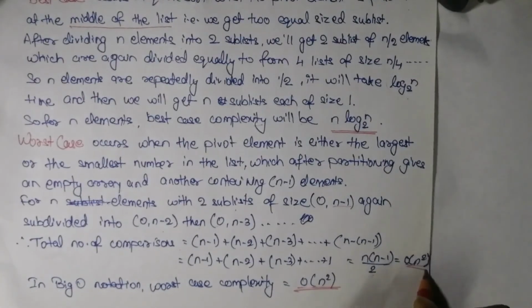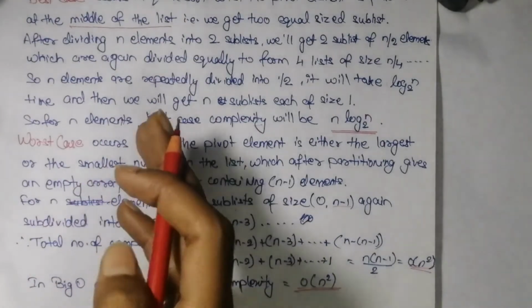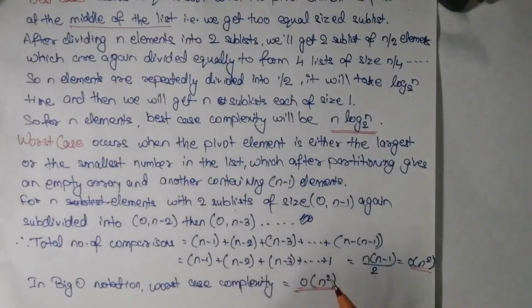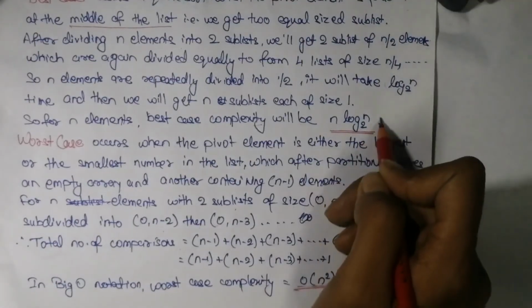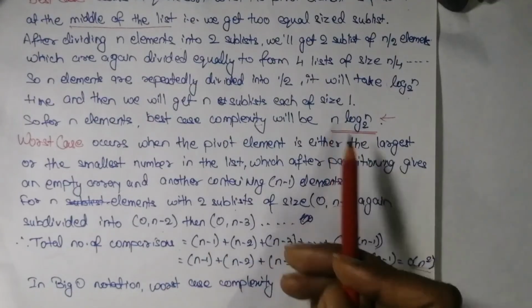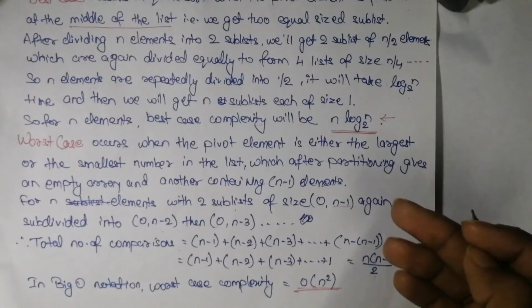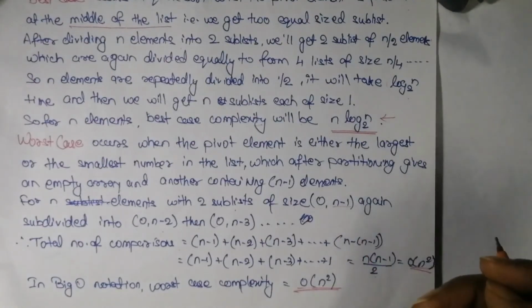So order of n square is the worst case complexity in big O notation of this quicksort method, and the average case complexity is equal to the best case complexity, and that is order of n log n. So I think I was able to clear all your concepts regarding this quicksort.